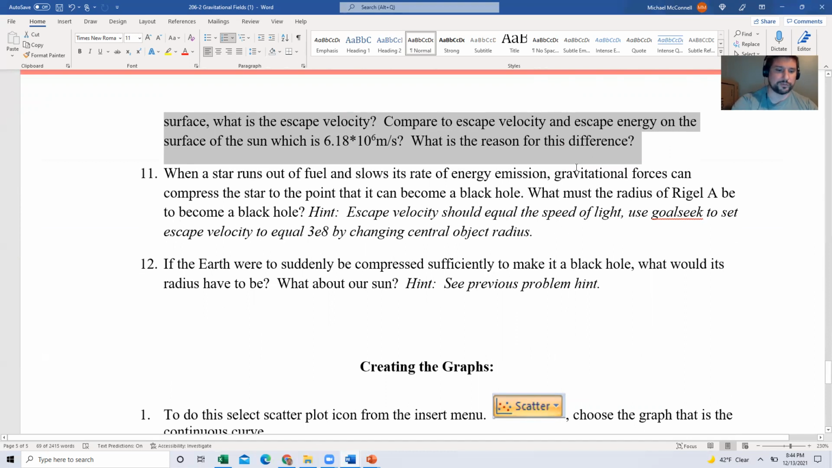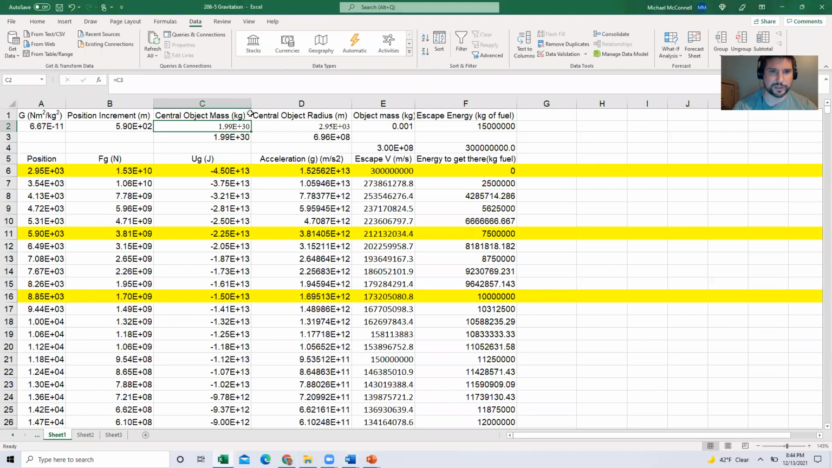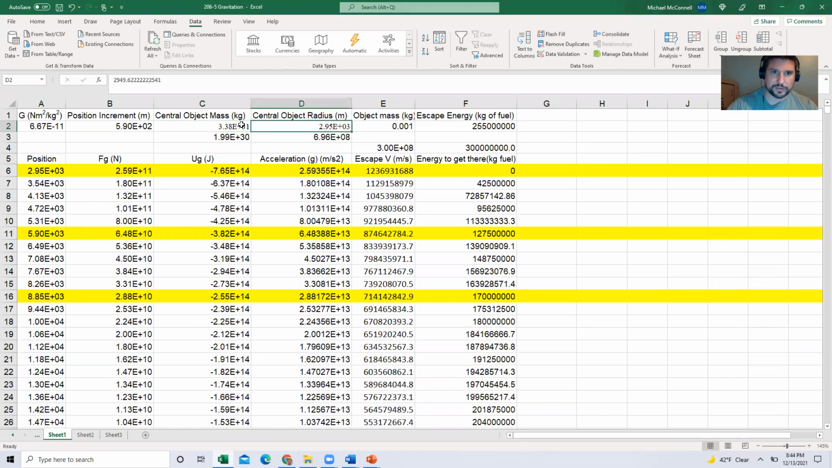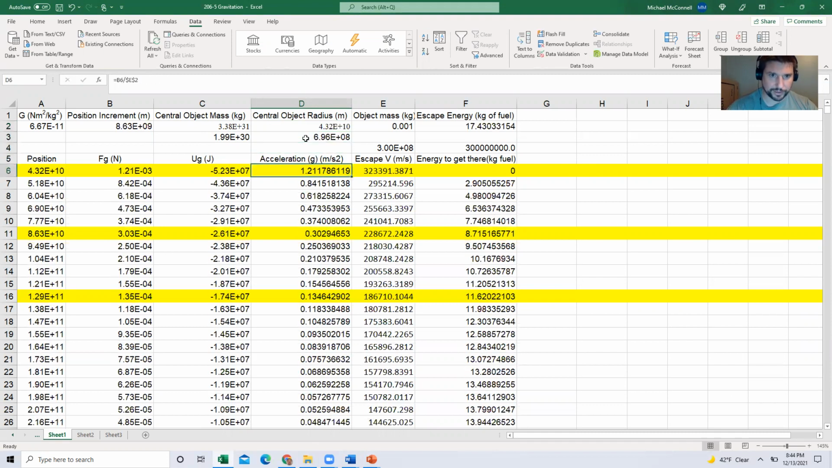So what's the radius of Regal A going to be if it forms a black hole? I can make this 17 times the mass of the sun. And this one is going to equal 62 times the diameter of the sun. Just to confirm, it does have the appropriate escape velocity there.